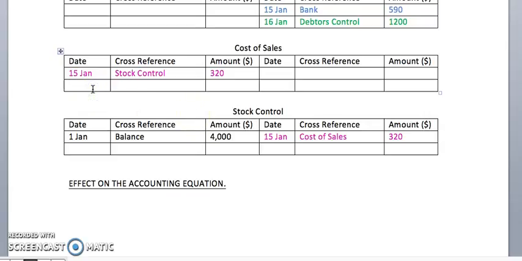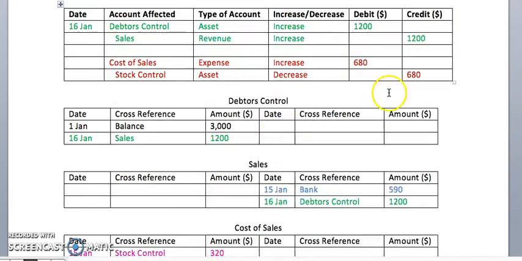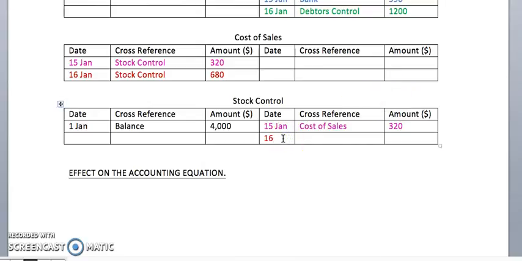We keep going down. Cost of sales, the 16th of Jan. The other side of this is stock control. This is the debit side. The credit as a result of this debit is stock control. This one was 680. Yes, 680. Lucky last, 16th of Jan. The stock control in the stock control account. The debit as a result of this credit is going to be cost of sales and 680. That's it.